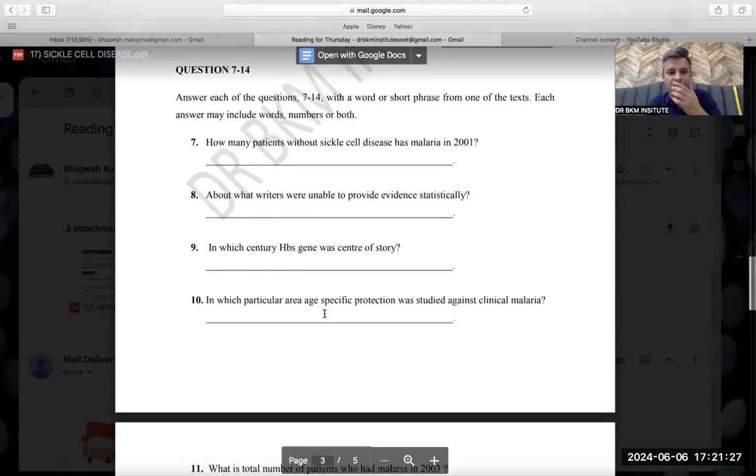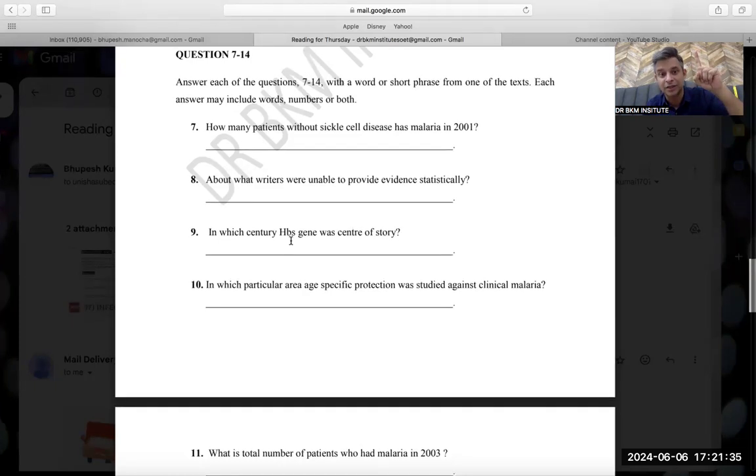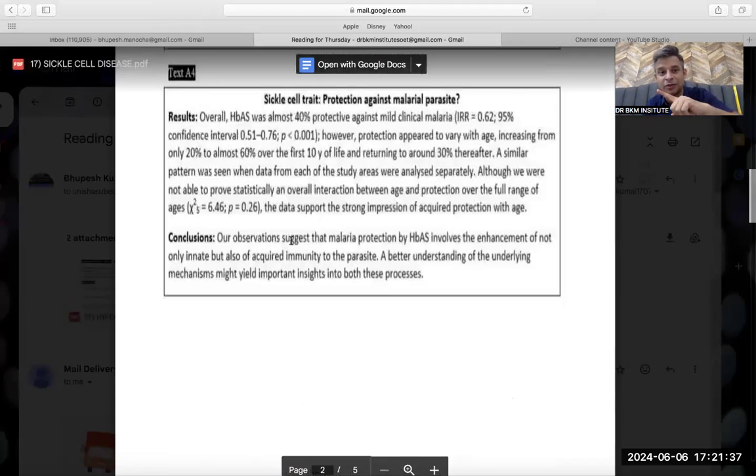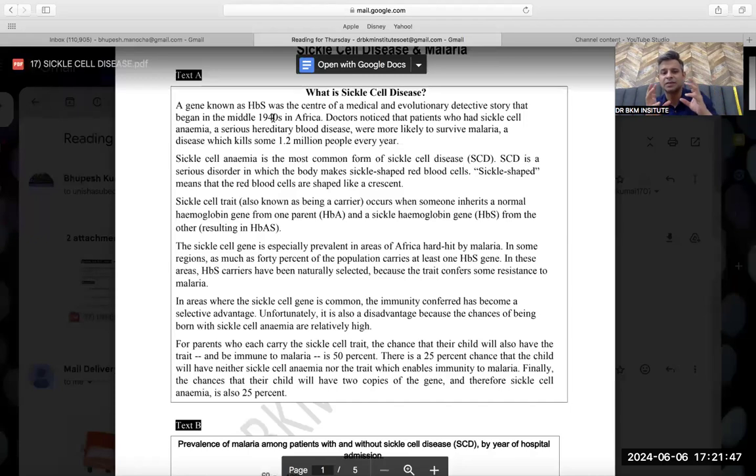Suppose I do question number 9, in which century the HBS gene was given in the first paragraph A. To find this answer, I will just go fast and see HBS, 1940. So maybe the 20th century, because 1940 means 20th century. So I know it is given in A. That is saving my time.